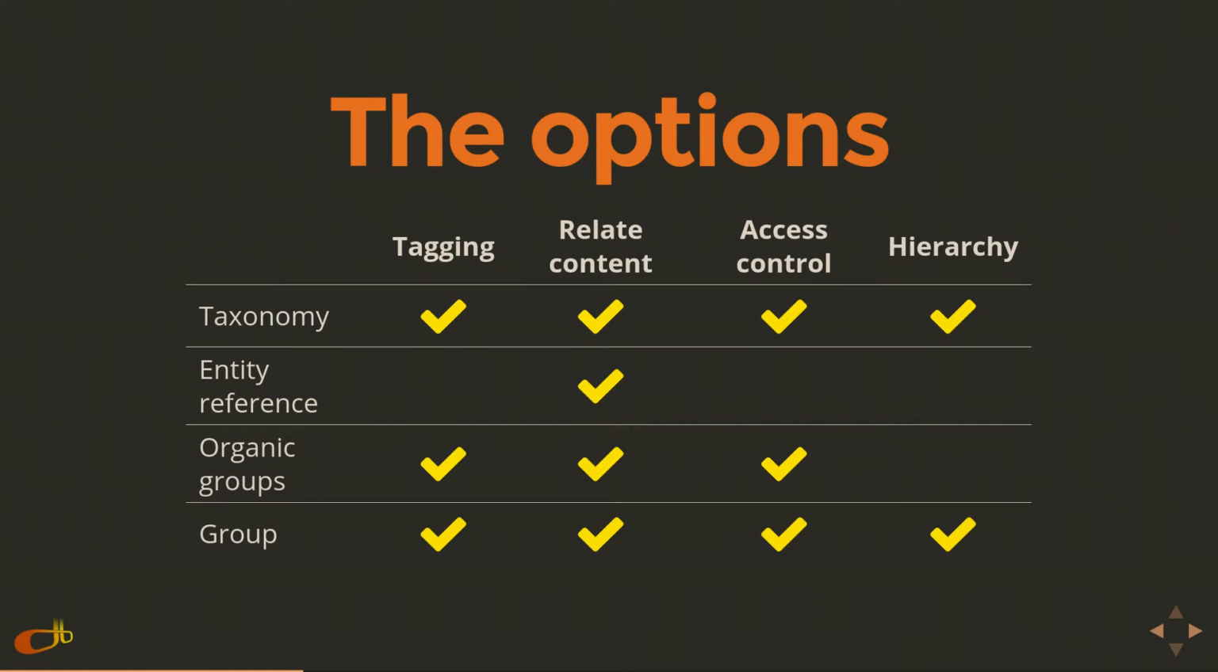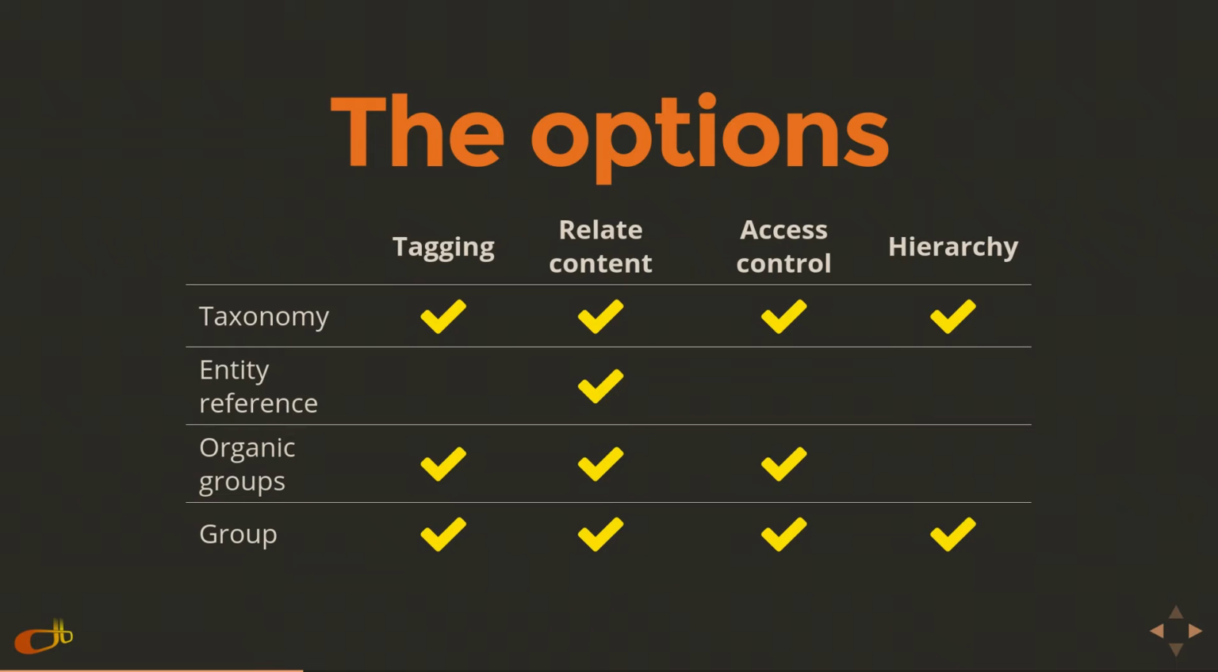Then we have organic groups, of course, which can be used for tagging. It's not a great use of it. You can relate content and do access control, obviously. And there's group. Group is a lot like organic groups, but it implements the hierarchy part. So I'll elaborate on that. I've tried to use organic groups to set up a hierarchy, like a parent group and a subgroup, and I did not have very much luck with it. So maybe it's changed, but I don't think organic groups does the hierarchy very well.